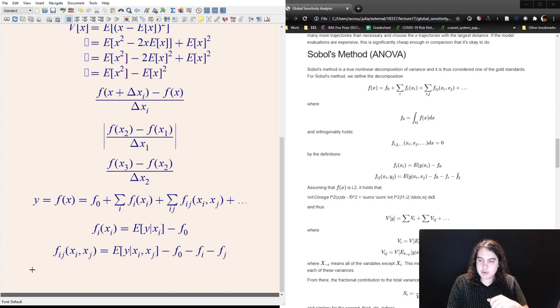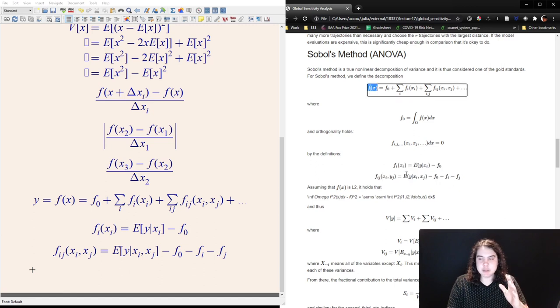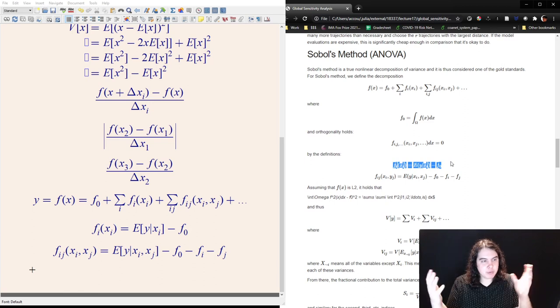So you can show that if you use these definitions for the f_i's and f_j's, you can always rewrite f of x in terms of these for any of your input probability distributions.